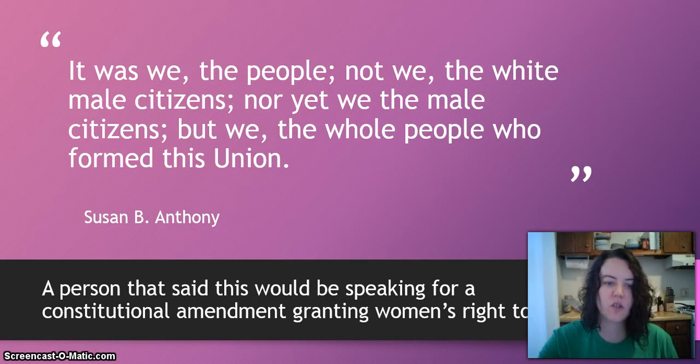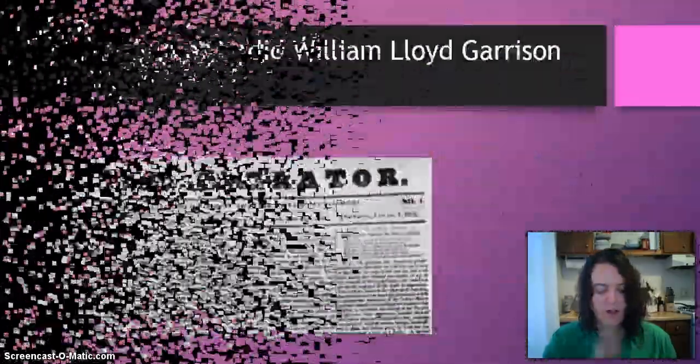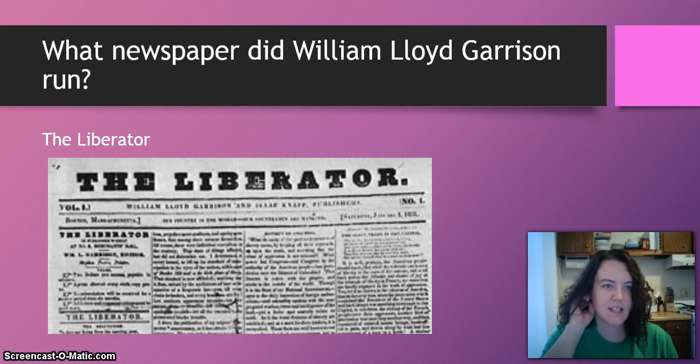Now we're going to switch gears to the abolitionist movement. And the first thing that we're going to have on the abolitionist movement side of things is asking, what newspaper did William Lloyd Garrison run? And the name of his newspaper was The Liberator. And you can see here a picture of that.